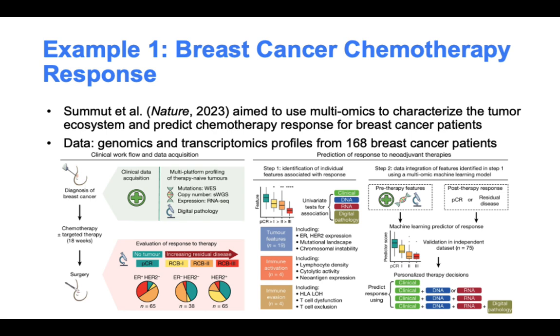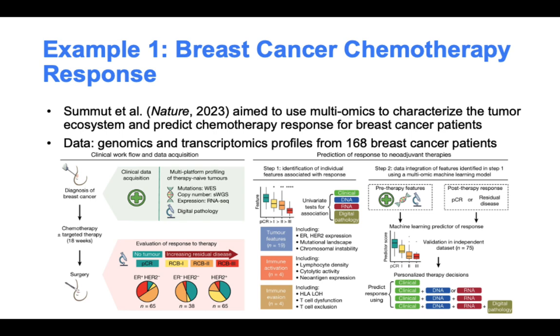And so the first thing they did was, because they're interested specifically in how the tumor ecosystem predicts chemotherapy response, this is sort of a dimensionality reduction slash using prior biological knowledge sort of approach. They took all of these omics data and grouped them into features specific to breast cancer and what they're interested in studying. So tumor features would be estrogen receptor and HER2 expression, as well as the mutations present in the sample, and measures of chromosomal instability.